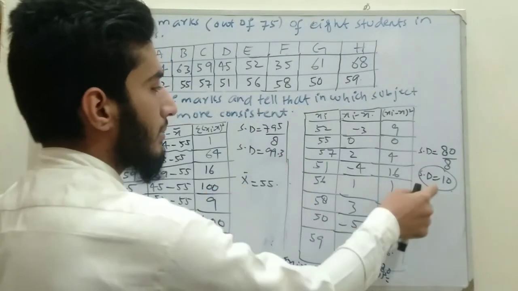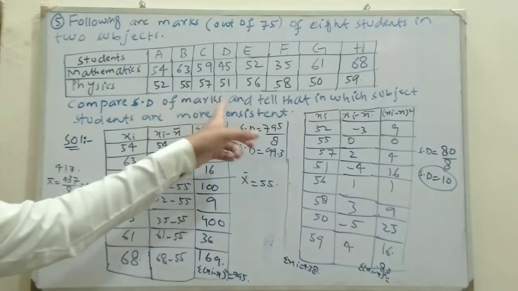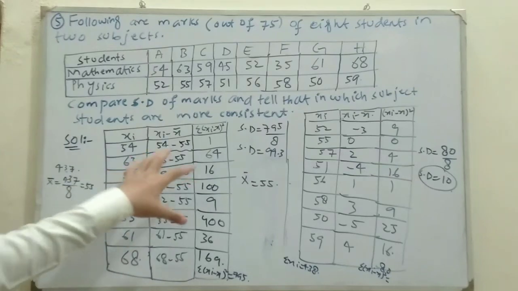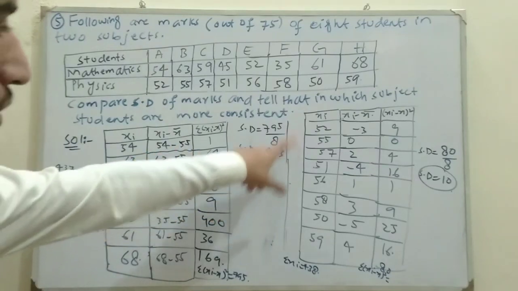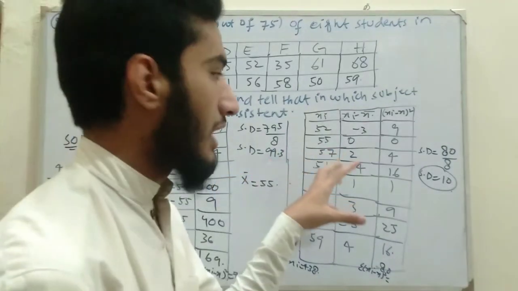Here the standard deviation of the mathematics student is greater than that of the physics student. The question requires us to compare the standard deviation of the marks and tell in which subject the students are more consistent. So in mathematics the students are more consistent because they get a higher standard deviation over here, and physics students are not more consistent.